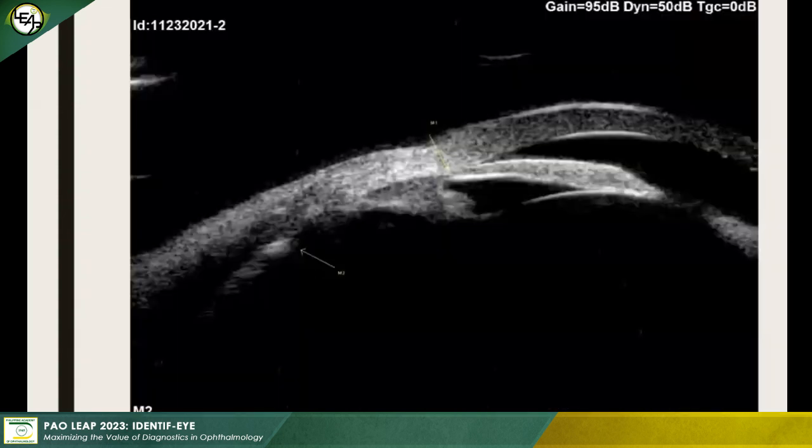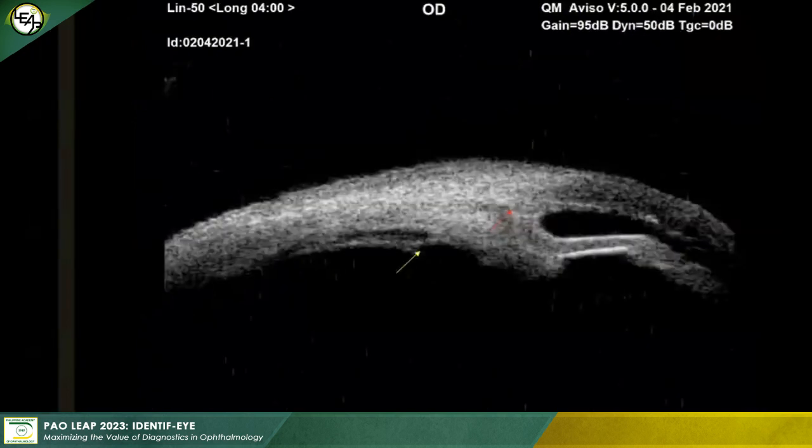Here's an example of how the UBM can be used to image the ciliary body. Notice the arrow pointed at the hyperechoic band in the ciliary body. Those are membranes indicative of pars planitis. And notice how the angles are also already closed. So this is actually a patient that has secondary angle closure from chronic uveitis.